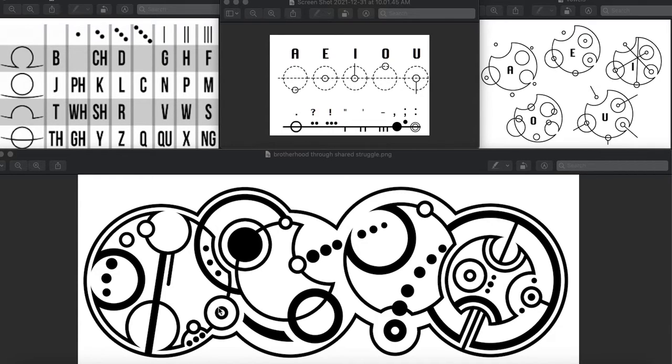So, struggle. So, brotherhood through shared struggle. And that is this word. I didn't put a punctuation mark at the end of the sentence because I like the crisp outer line here.